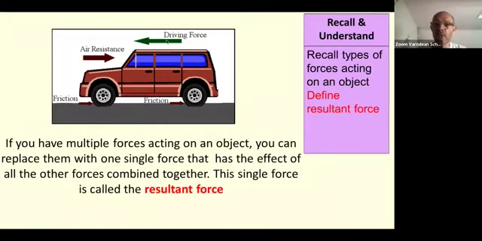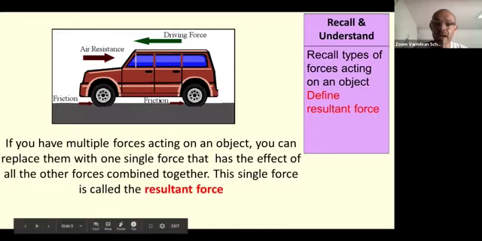Now, for the car to be going at a constant speed, the forces must be equal, because otherwise, if air resistance and friction were bigger, they would be slowing it down. If driving force was bigger, it would be speeding up. So they must be equal.